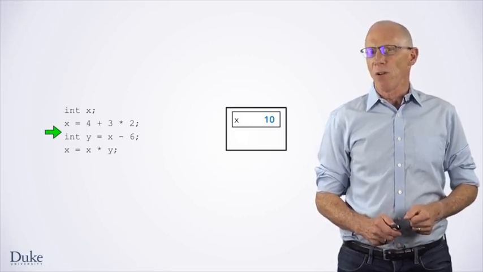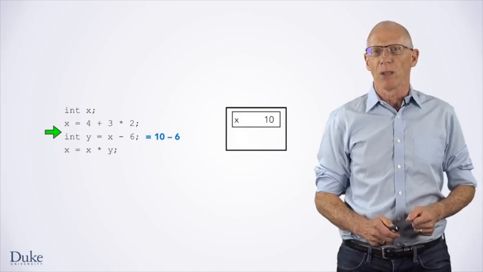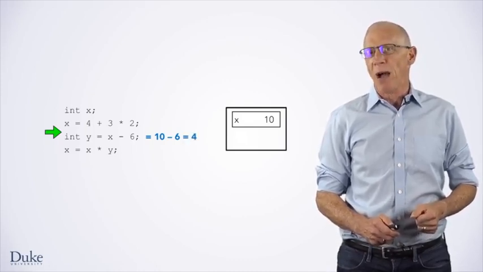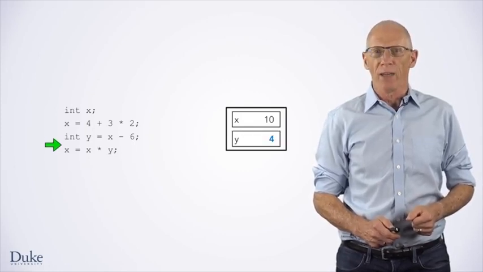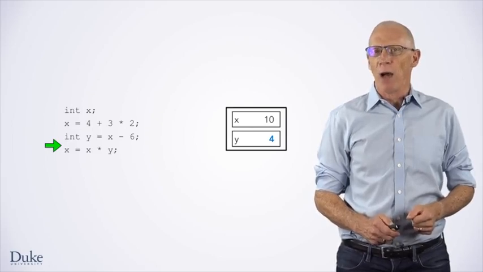Next, we declare another variable y of type int and initialize it to x minus 6, which is 10 minus 6, which is 4. So we create a box for y and put 4 in it. The last statement says x gets x times y.